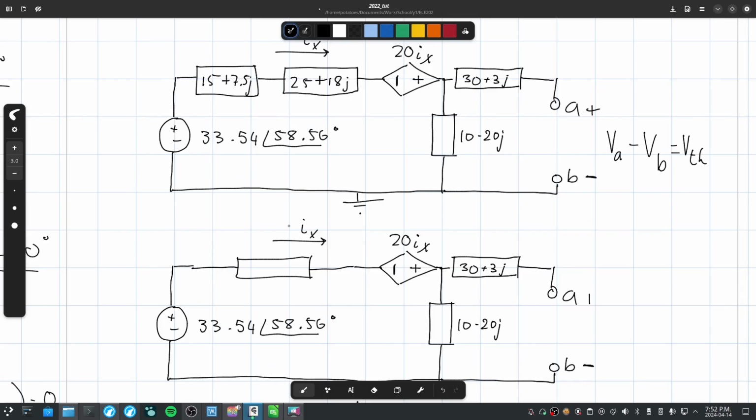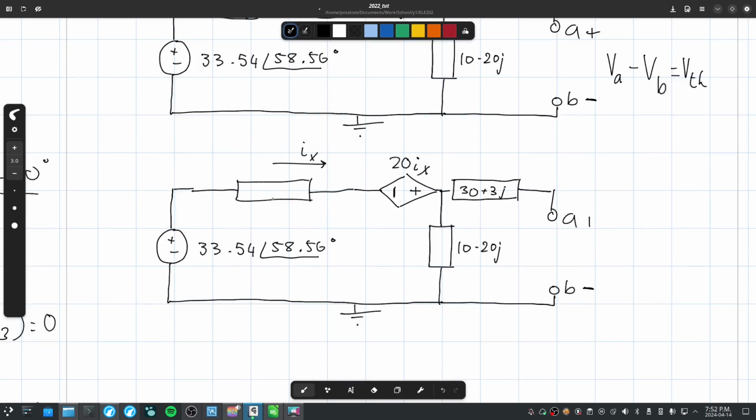15 plus 7.5j plus 25 plus 18j. So that is 40 plus 25.5j.